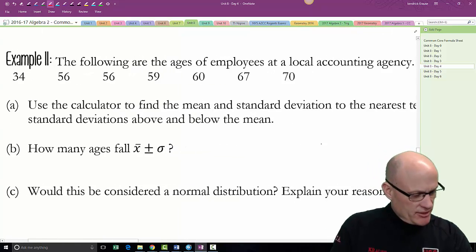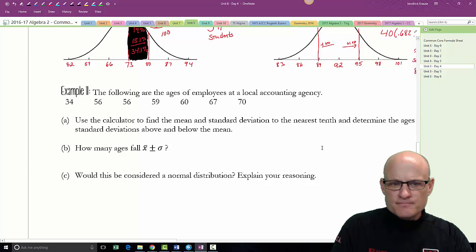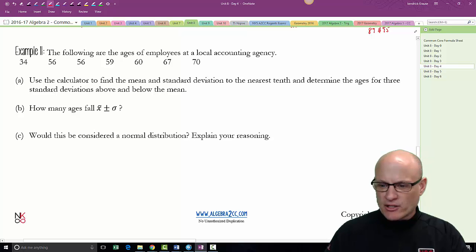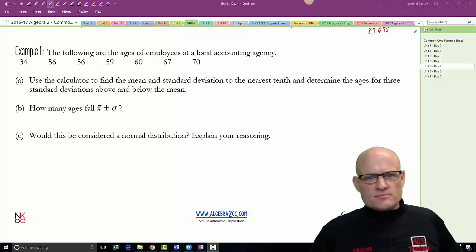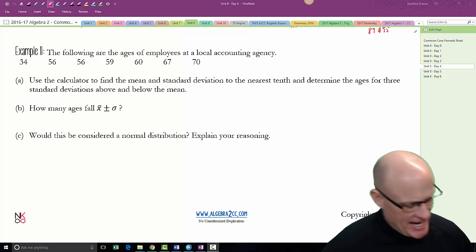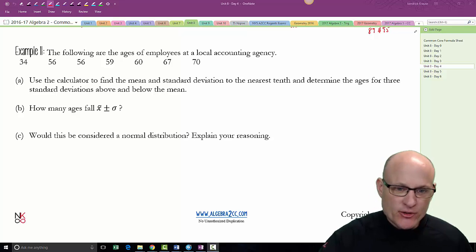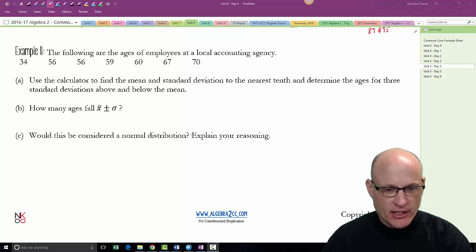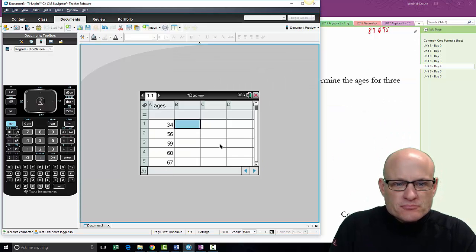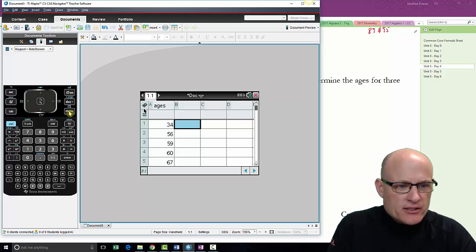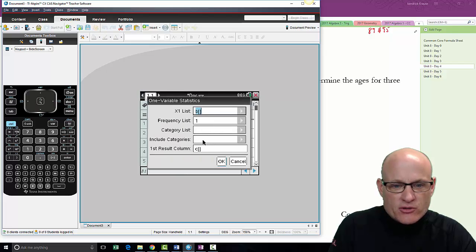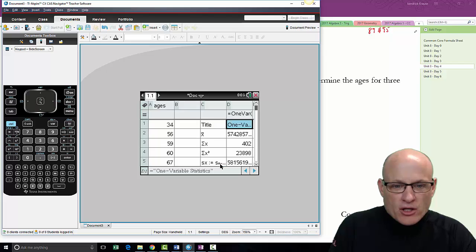Uh-oh. So we've got to do a little bit of work. Let me take a break and get my calculator up. So the following are the ages of employees at a local accounting agency. These are all the employees, so what I need to do is get these on my calculator, which I've done already. I'm going to figure out the mean, standard deviation, and all that. So I typed them in, stat calculations, one variable statistics. I called them ages, and we'll click OK.